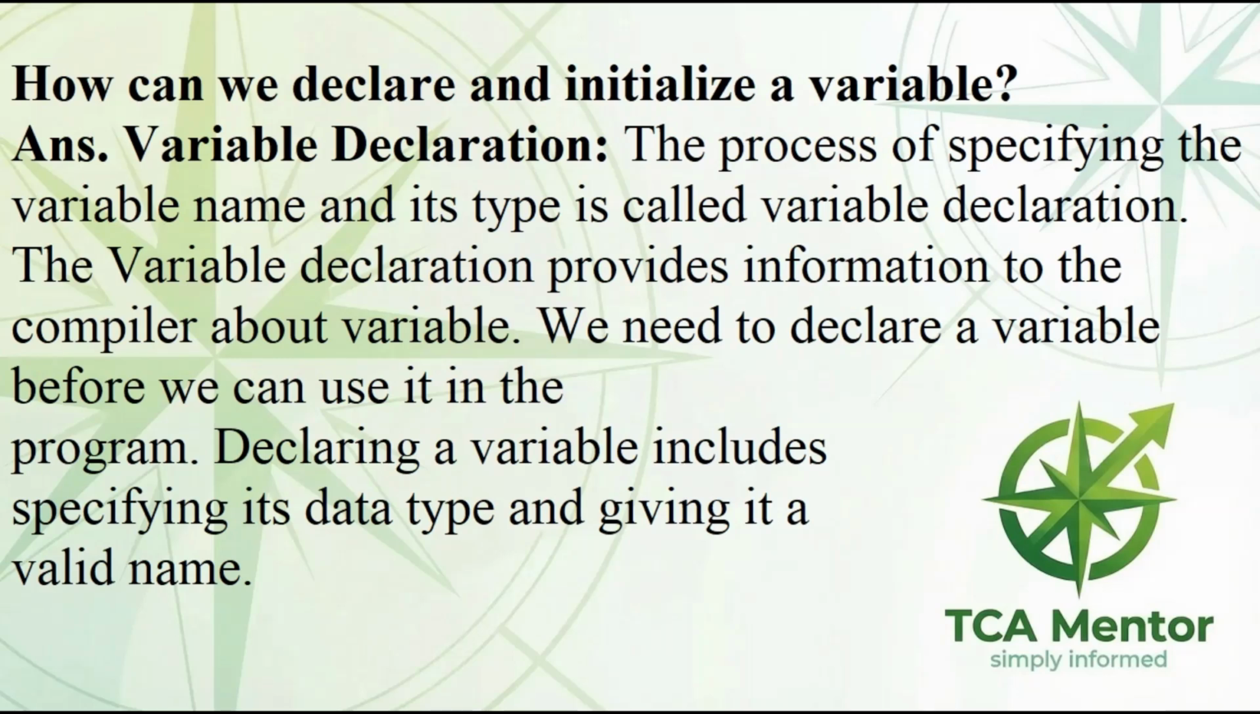How can we declare and initialize a variable? ANS. Variable declaration. The process of specifying the variable name and its type is called variable declaration. The variable declaration provides information to the compiler about the variable. We need to declare a variable before we can use it in the program. Declaring a variable includes specifying its data type and giving it a valid name.